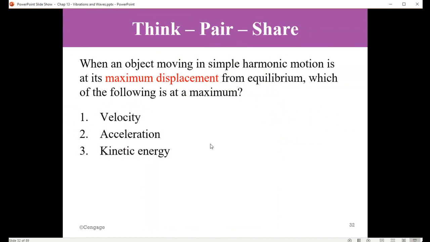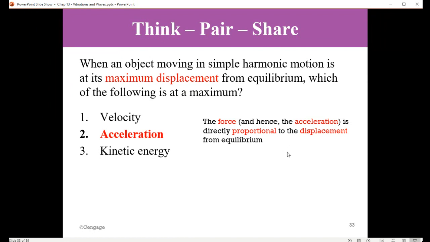Check your understanding. When an object moving in simple harmonic motion is at its maximum displacement from equilibrium, which of the following is at a maximum? Velocity, acceleration, or kinetic energy? Any suggestion? I'm not sure, but I think it would be number 3, kinetic energy.